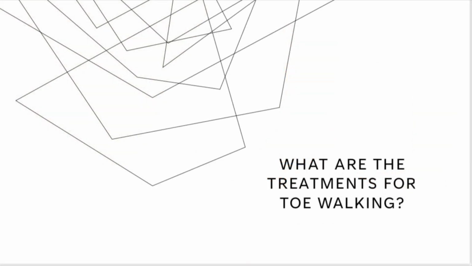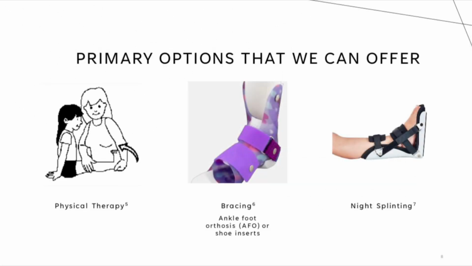Next, I'll go over the different treatment options available for toe walking. The primary options that physical therapists can offer are physical therapy, bracing, and night splinting. During the physical therapy evaluation, the therapist will determine what the likely cause is for the toe walking to determine if other providers need to be referred to. The therapist can provide a home exercise program that could involve stretching, backwards walking, or other types of exercises, and likely will see them every week to monitor the toe walking.